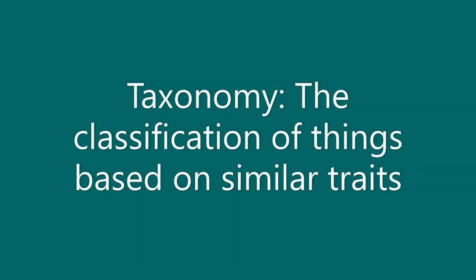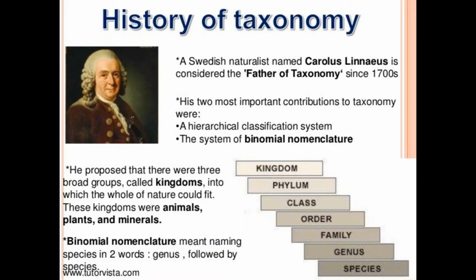Okay, so what is taxonomy? Taxonomy is the classification of things based on similar traits, okay? And in biology, we usually use this to classify different plants, animals, fungi, bacteria, things like that.